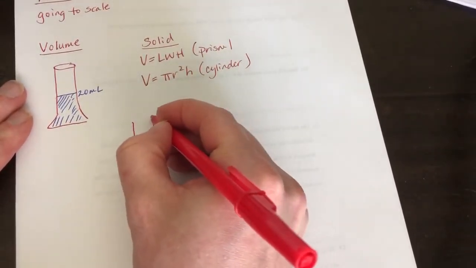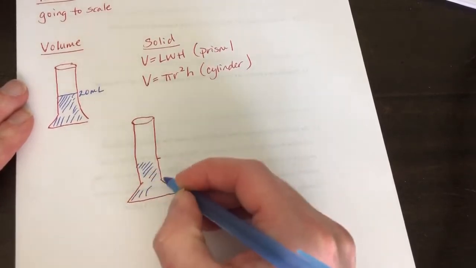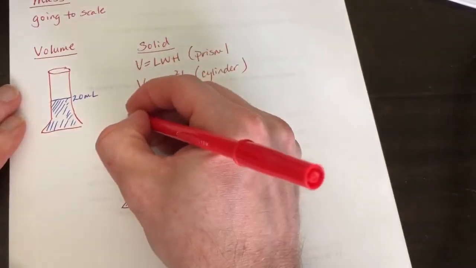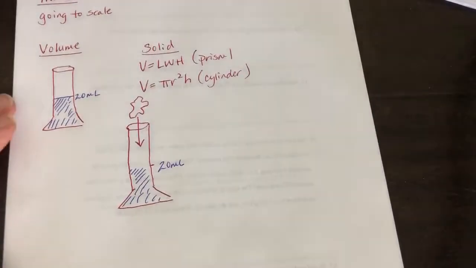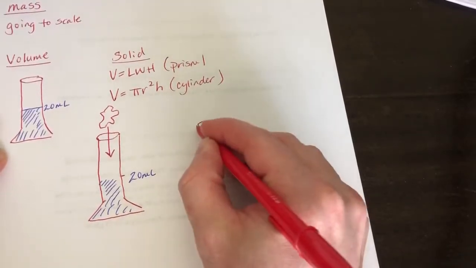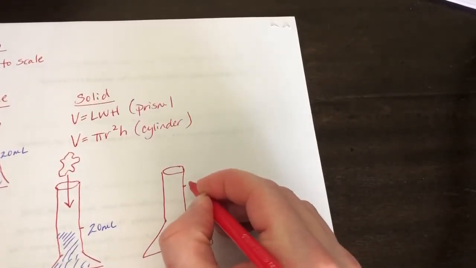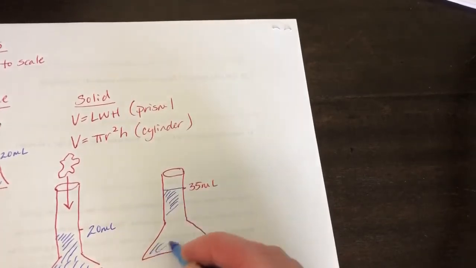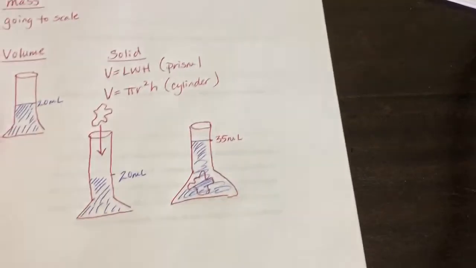This is going to be on your test, so make sure you pay attention to this. Say I have some water initially in a graduated cylinder, and say it's initially at 20 milliliters. I drop a rock in. Say my rock looks like that, like a gingerbread man. Now I drop it in there, and I see that the volume goes up to 35 milliliters with the rock inside. That's called water displacement.